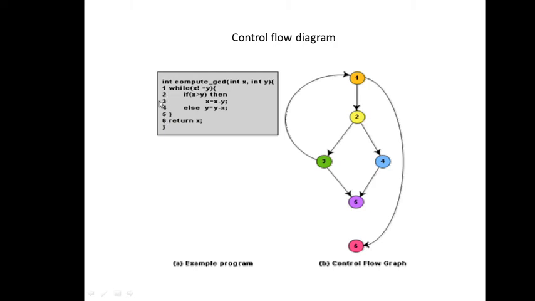So these statements represent the nodes, right? While an edge is made when control is transferred from one statement to the other. See, while x is not equal to y, execute statement number 2. So an edge is made here. But if the condition is not satisfied, what are we going to execute? We will simply execute the 6th statement.